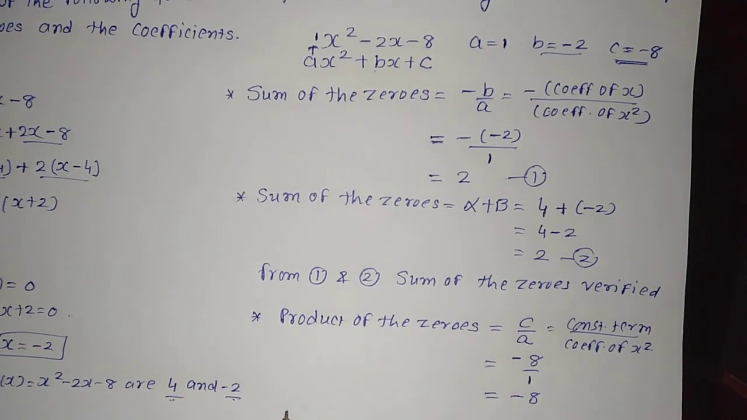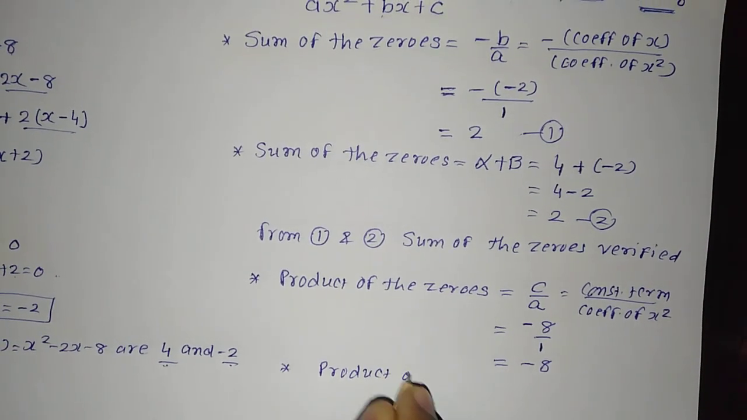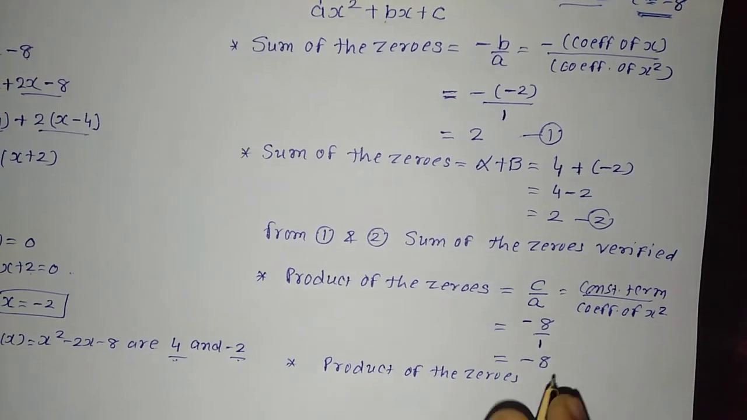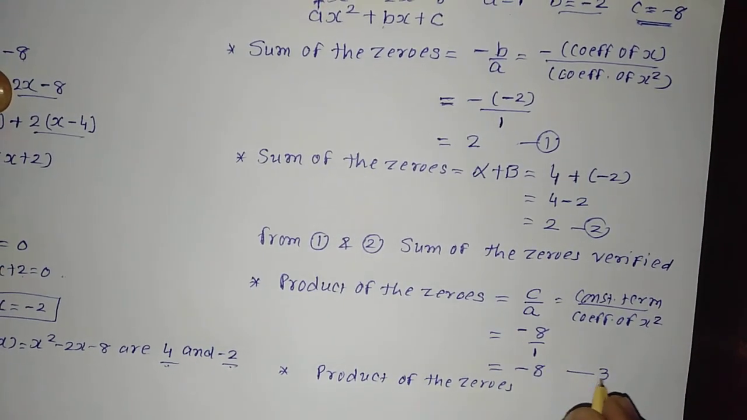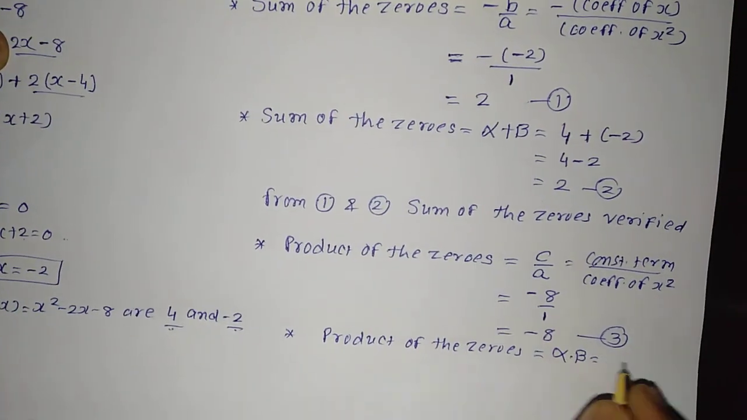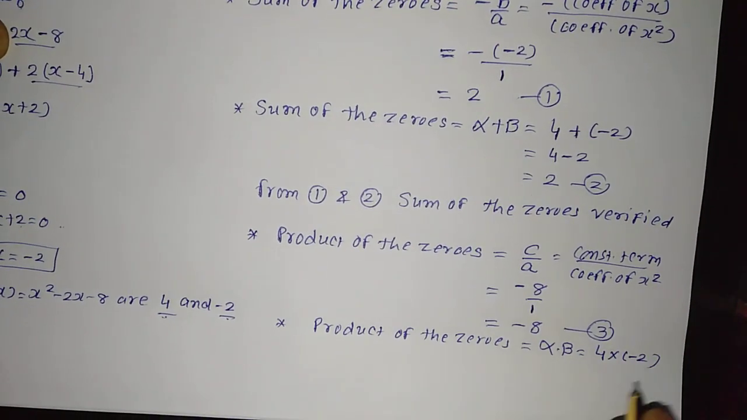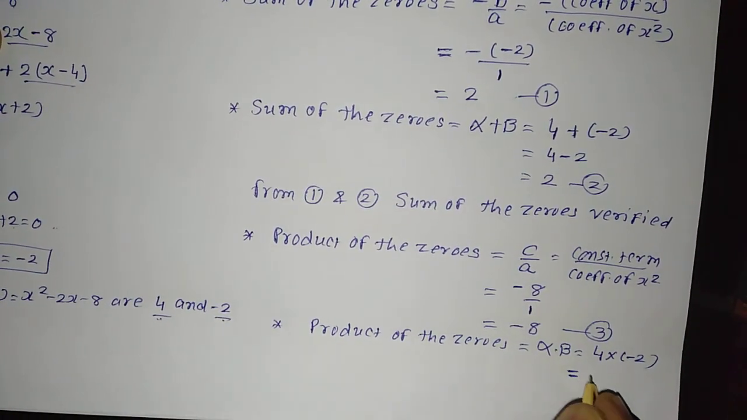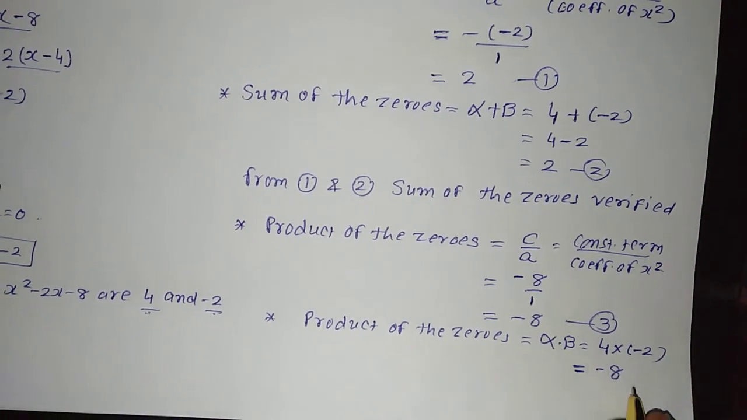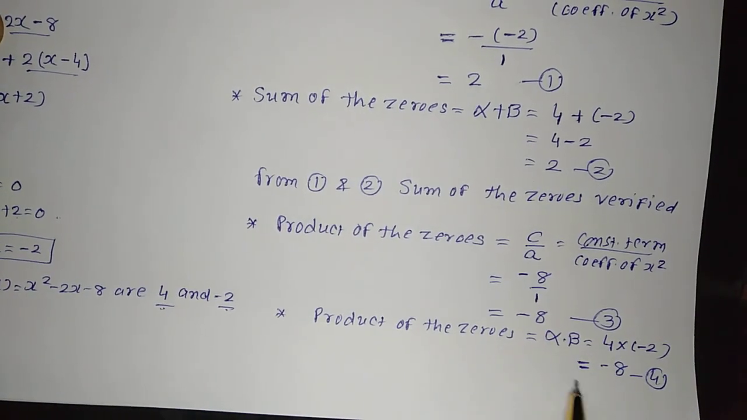We got it? And now we'll do it simply. Product of the zeros. I'll give this as equation number 3, and here I'll do the product, that is alpha into beta. What is alpha? It is 4, and what is beta? That is minus 2. 4 into 2 is 8, and this is a minus sign, so it is minus 8. Equation 4. You can see 3 and 4, we got the same, minus 8 and minus 8.